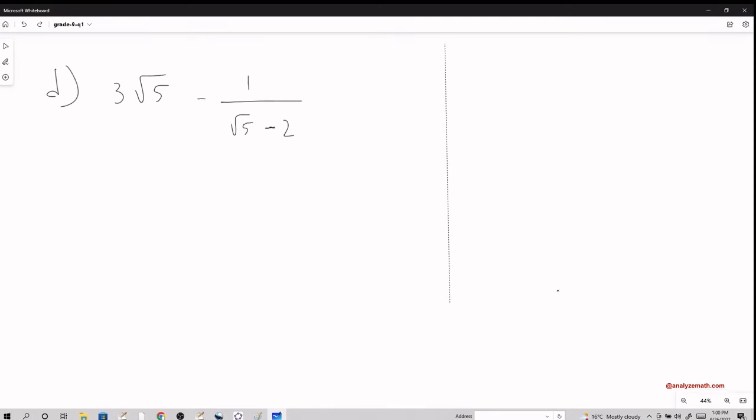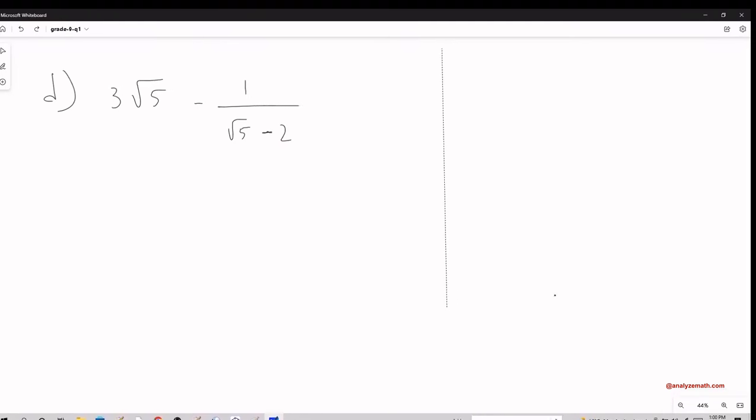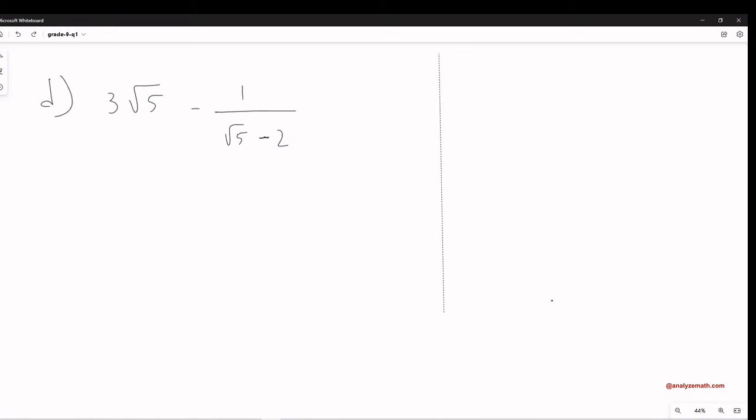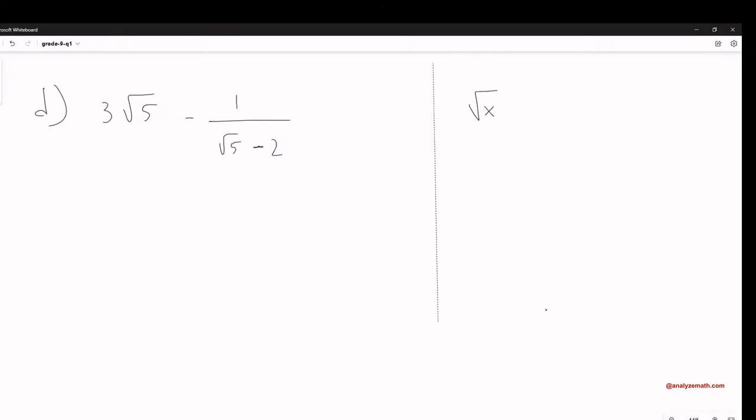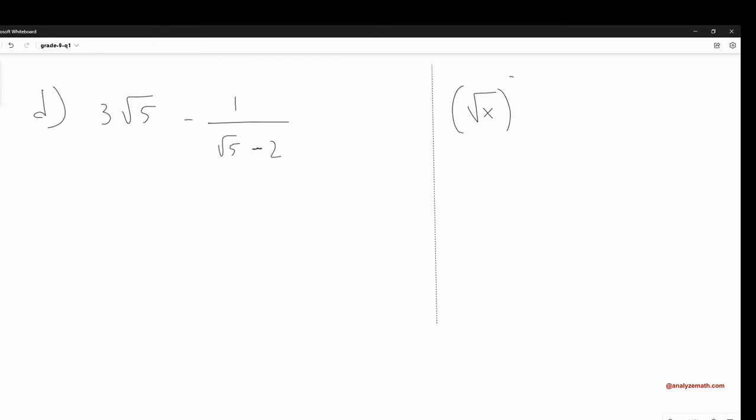Now let's go to part D. Before we solve it, let's review certain things. First, if I have the square root of x and then I square it, that will give me square root of x multiplied by square root of x. That will give me the square root of x squared, and that will give me x.